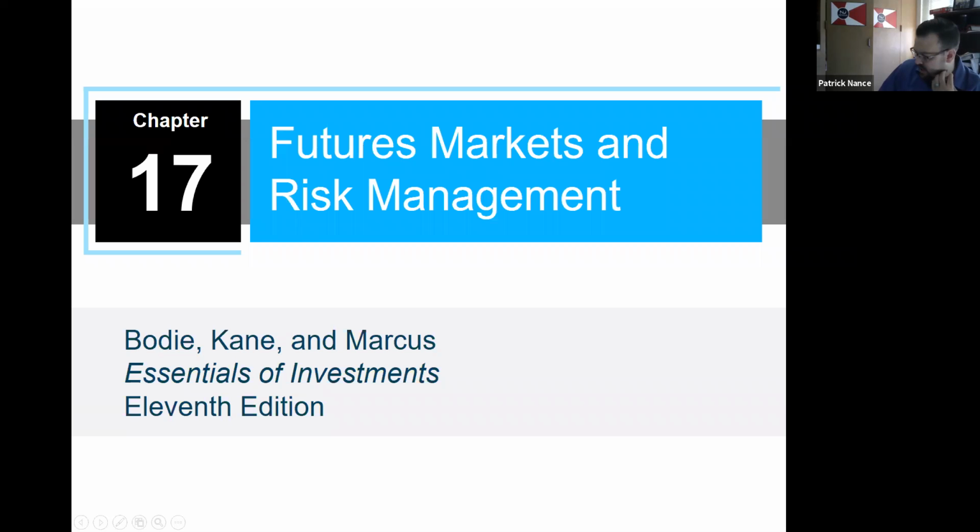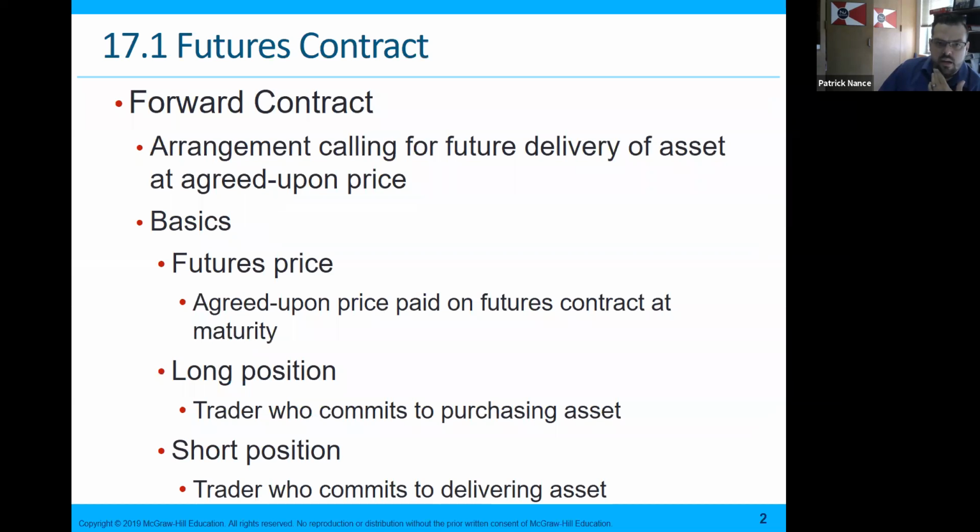Okay, chapter 17, the final chapter for investments for the semester: futures markets and risk management. A forward contract is an arrangement calling for future delivery of an asset at an agreed upon price. So I could say, I want to buy wheat for $1.50 a bushel, 6 months from now, or a year from now, or 2 years from now, whatever that is. The price I'm quoting is the agreed upon price paid in the futures contract at maturity.